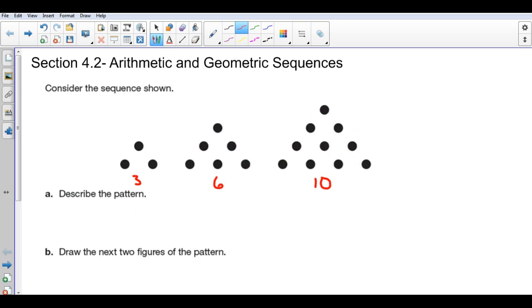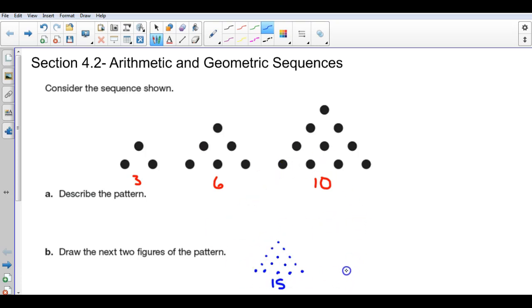So it says draw the next 2 figures in the pattern. So if this one had 2 across the bottom, this has 3, this has 4, then the next one would have 5 across the bottom, and then it would have 4 above it, and 3 above that, and then 2, and then 1. So it actually ends up adding an entire row of 5 more of these. So this pattern has 15 little dots in it.